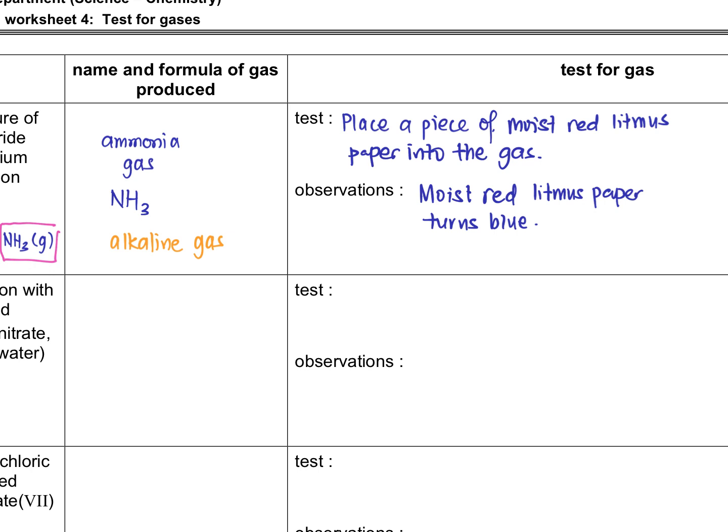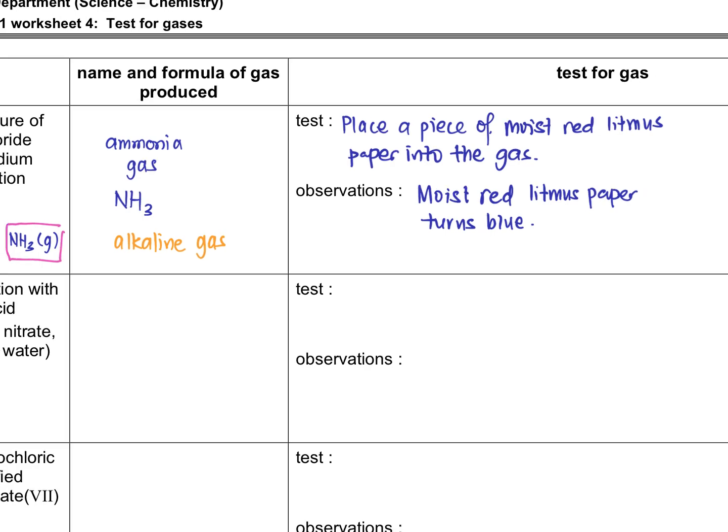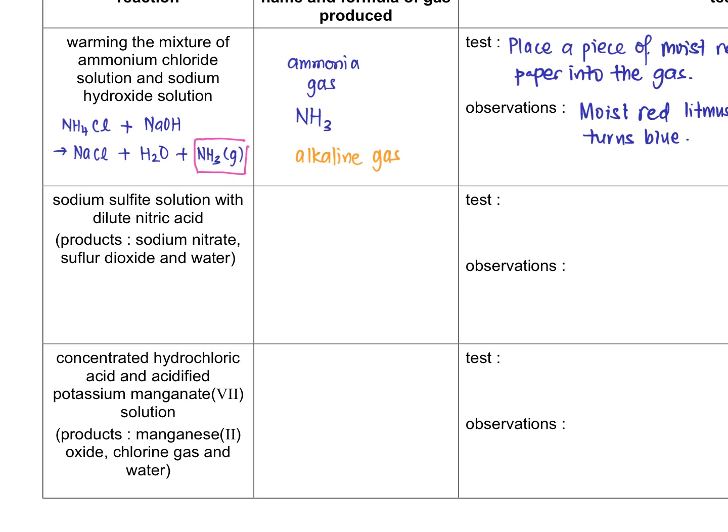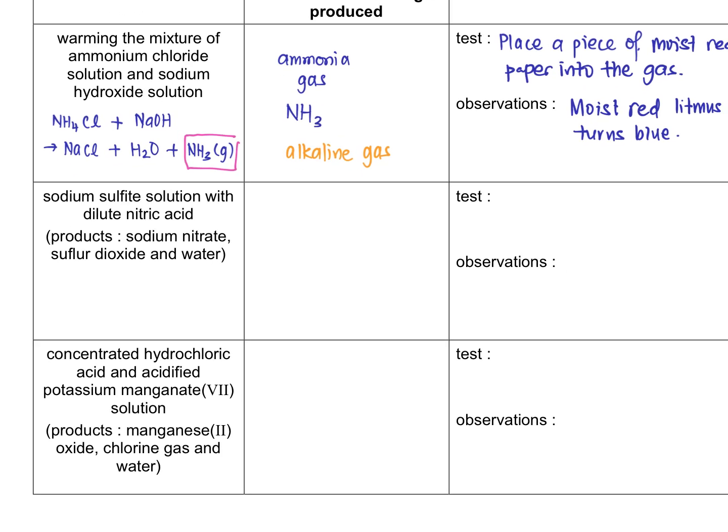Okay, then I think the next two gases, they have actually given you the name of the gas, so it's quite straightforward. Okay, then let's move on. The second last gas is sulfur dioxide gas. You can see in the product given to you in the first column. Sulfur dioxide gas is actually an acidic gas.